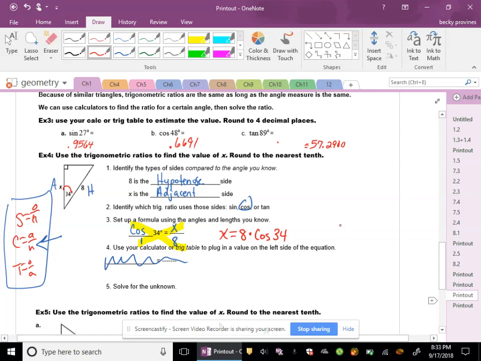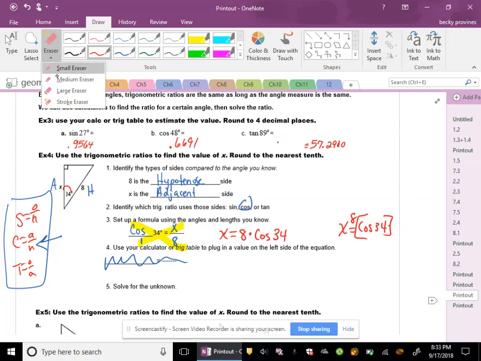Now I'm going to show you what not to do. Do not do cosine 34 times 8. Because what some calculators will do is they'll multiply these together and then take the cosine of it. And that's not what we want. What we want is for you to take the cosine of 34 and then times it by 8. So there is a difference. So we have to write it properly.